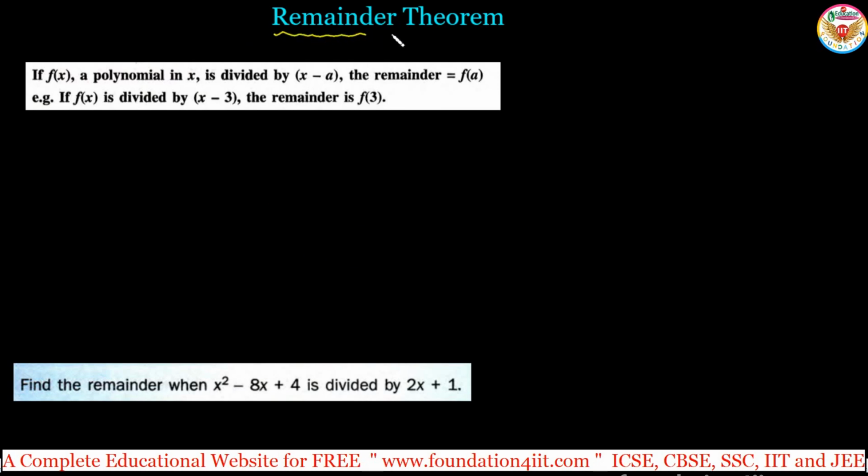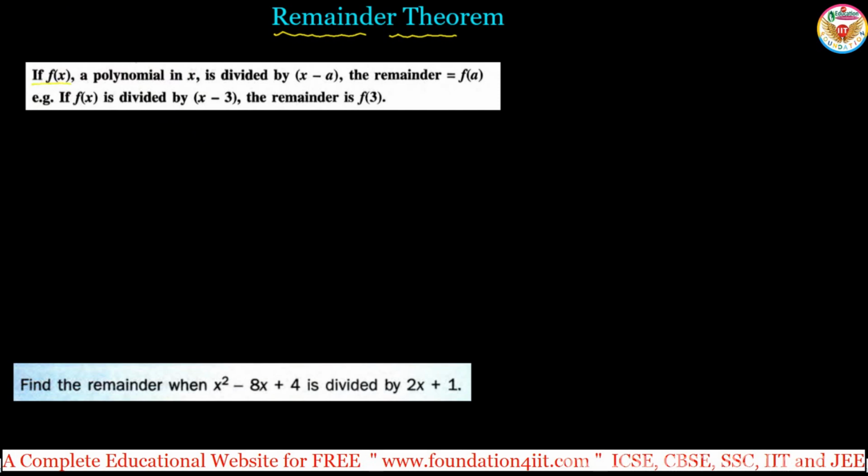Remainder theorem. Actually this is finding the remainder without actually performing the process of division. Without doing normal division, how to find the remainder. So let us see this concept. The method of finding the remainder without actually performing the process of division is called the remainder theorem. I'll show the definition, then you'll see the examples.